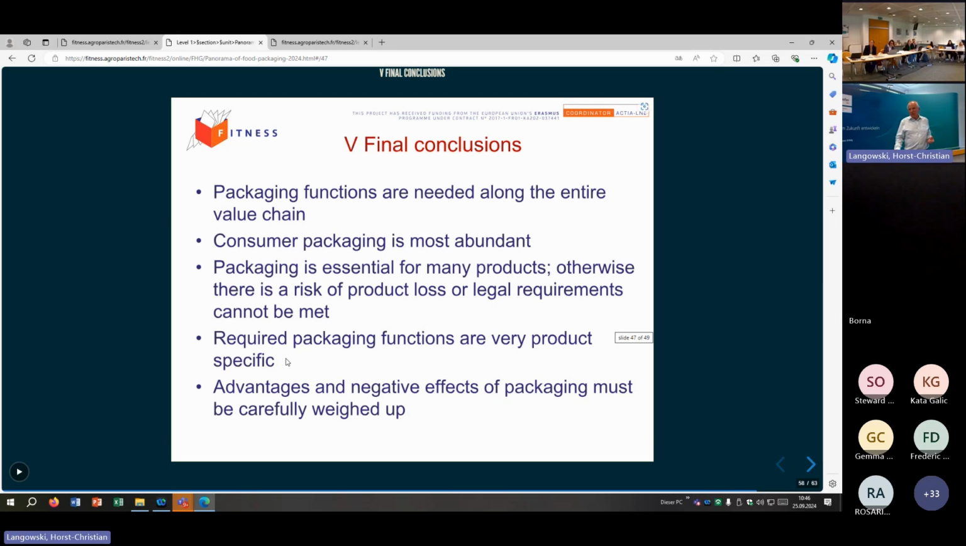But what is also important is that the packaging functions are very product specific. So if you don't understand anything about the product, it will be difficult to understand which packaging you need. And you need a very stringent weighing up of the pros and cons of a certain package. But this is something Sandra Dominic will talk about later a little bit. Thank you very much.